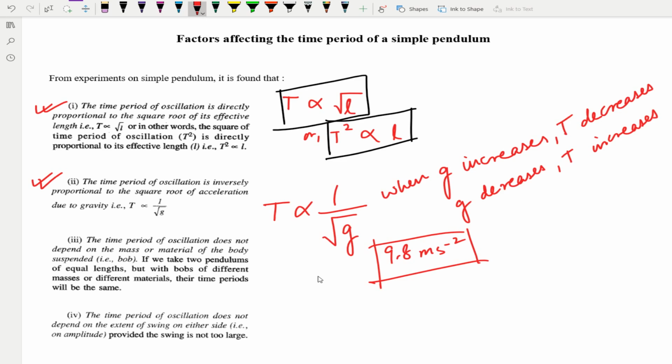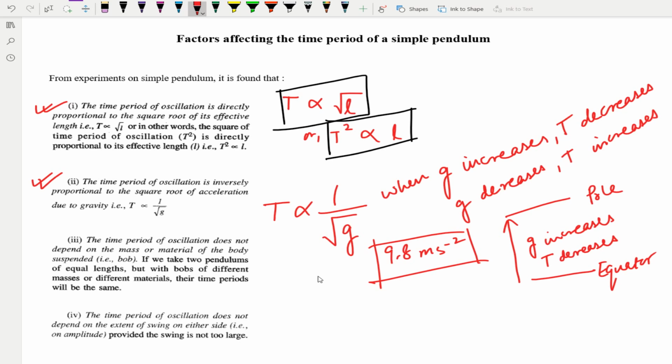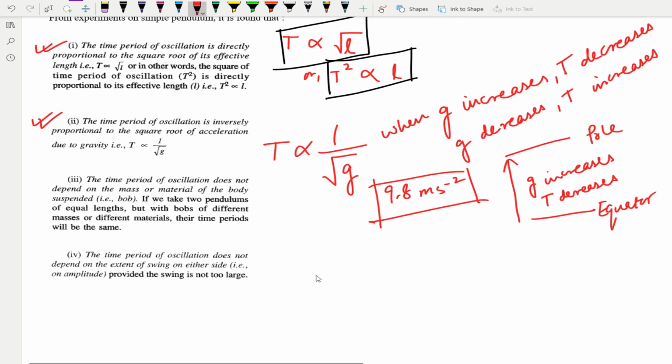Similarly on Earth also, suppose you have a pendulum at the equator, and you have the pole over here. If you take the same pendulum from the equator to the pole, the value of g increases from equator to pole. So what will happen? The time period is going to decrease, so T decreases. Understood?